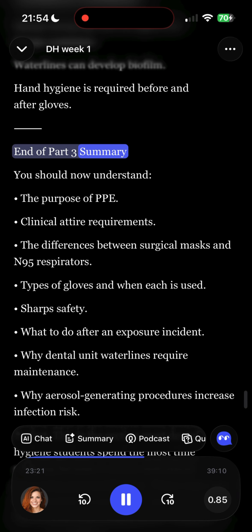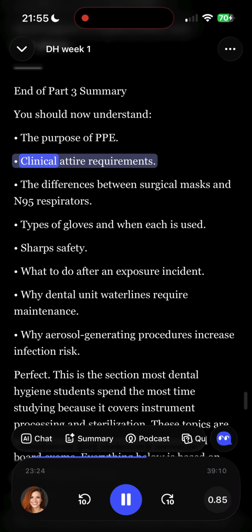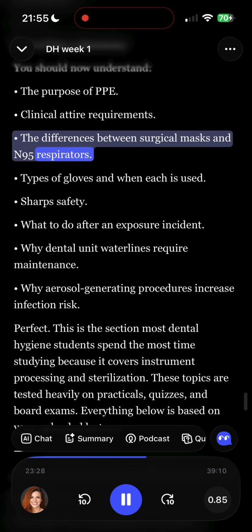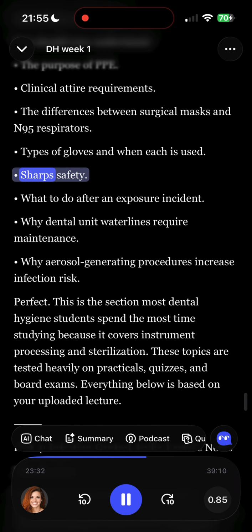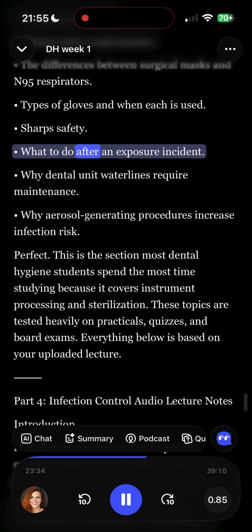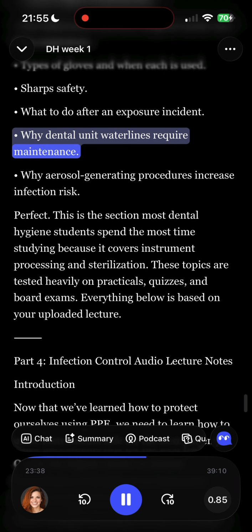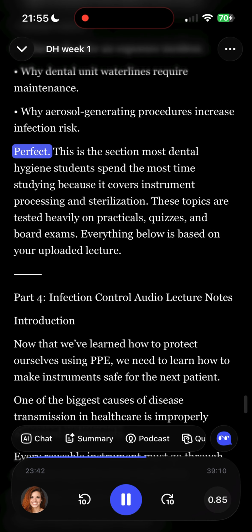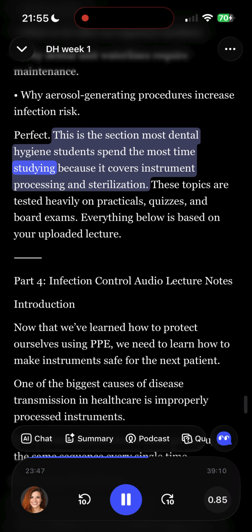End of Part 3 Summary. You should now understand the purpose of PPE, clinical attire requirements, the differences between surgical masks and N95 respirators, types of gloves, and when each is used. Sharp safety, what to do after an exposure incident, why dental unit water lines require maintenance, why aerosol generating procedures increase infection risk.